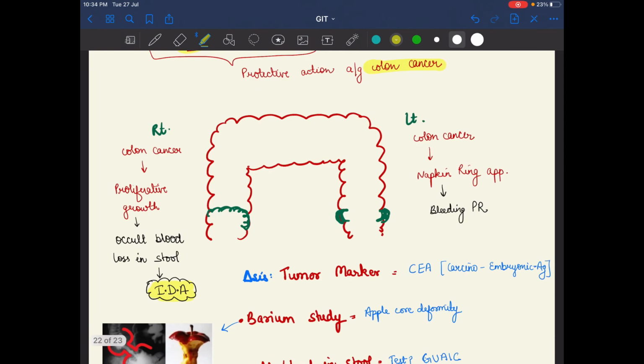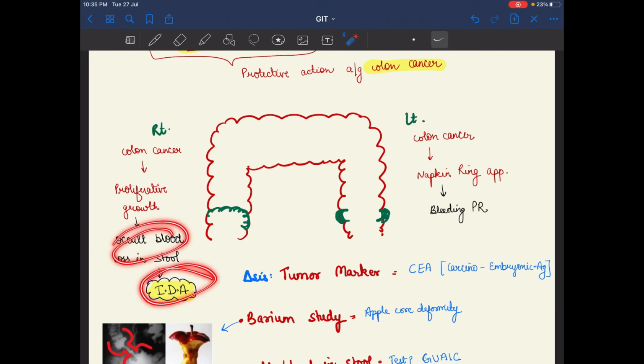So let's do the colon cancer. Suppose this one is the right side and this one is the left side. Here, as we see, there is proliferative growth, and there is also proliferative growth on the other side, but it is a napkin ring appearance because it does not involve the inside, it is outside. Only the thickening is there, so it is a napkin ring appearance in which bleeding per rectum is present. So here on this side, there is proliferative growth, and there is occult blood loss in stool.